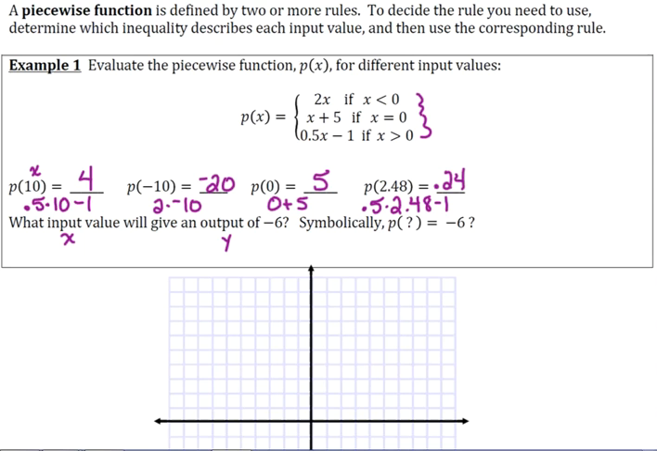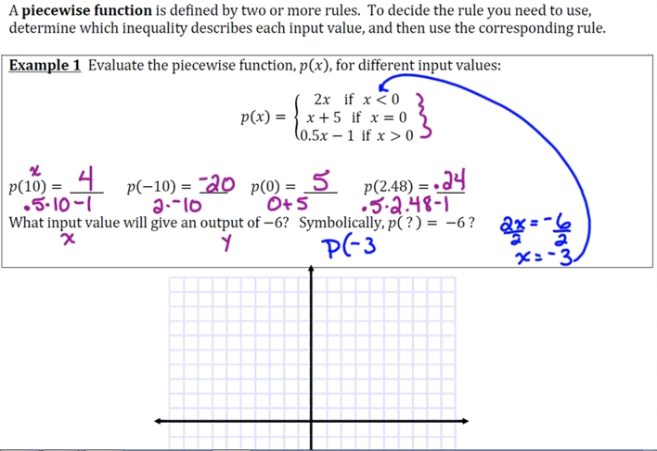Is it possible for that first piece, 2x, to equal negative 6? Divide by 2, so x is negative 3. Negative 3 fits into x is less than 0. Negative 3 is less than 0, so it fits. So P of negative 3 equals negative 6. So negative 3 is the answer to that question there.